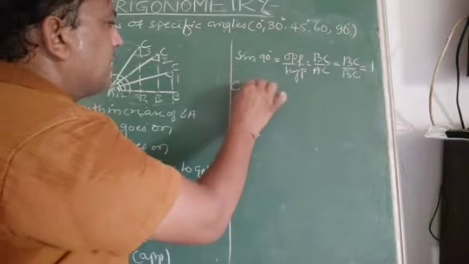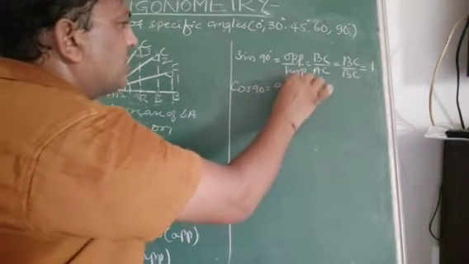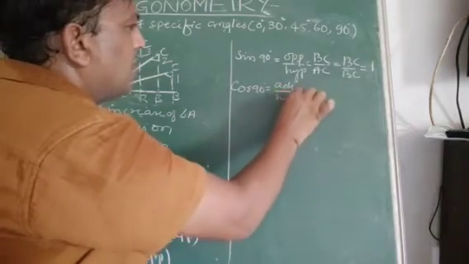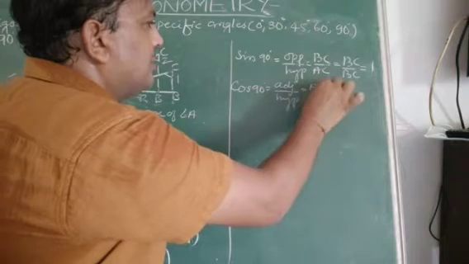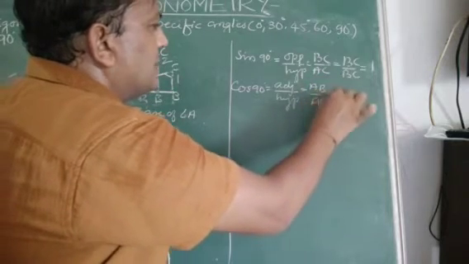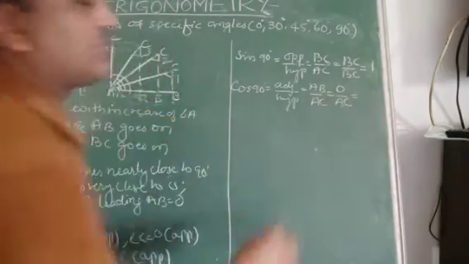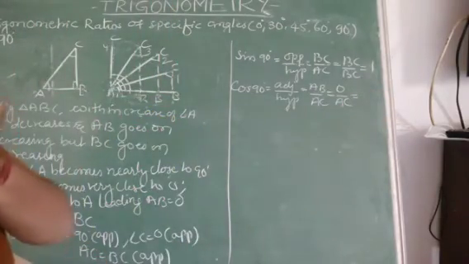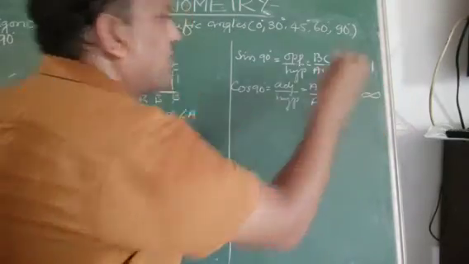Now cos 90 degrees. Cos 90 is adjacent upon hypotenuse. What is adjacent? AB upon hypotenuse AC. And AB, just now we found, is 0. Whatever AC value is there, 0 divided by it gives 0, so cos 90 is 0.